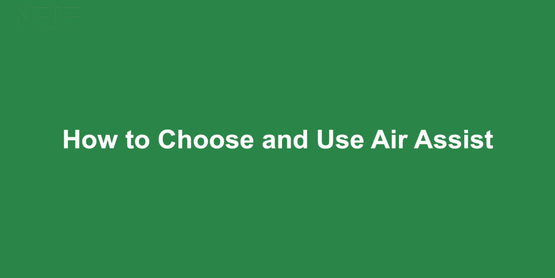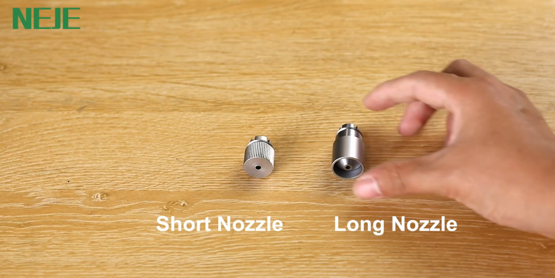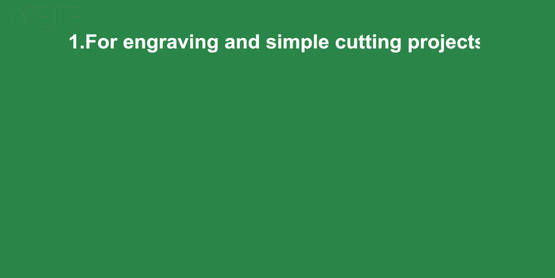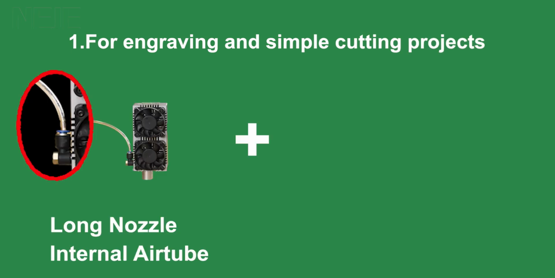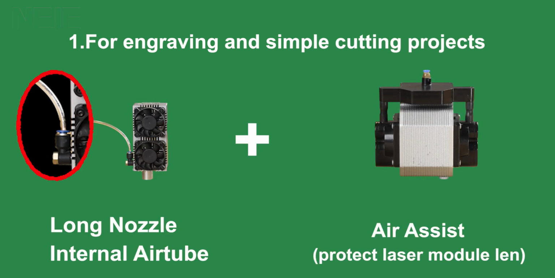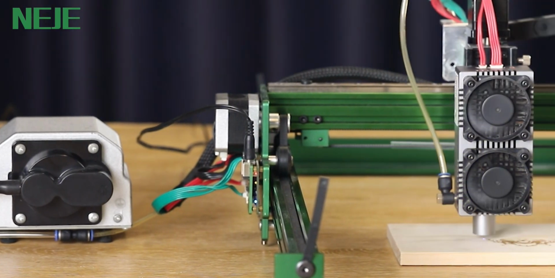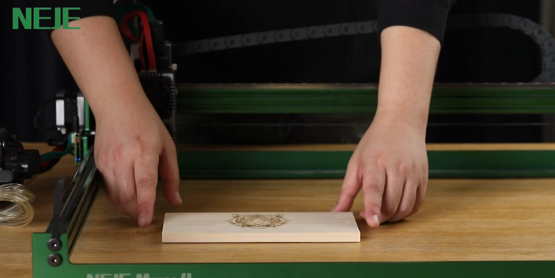How to choose and use air assist. For engraving and simple cutting projects, you can use the non-nozzle and a small air assist. This combination can protect your laser module lane.